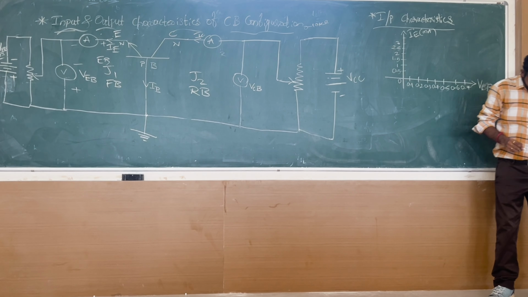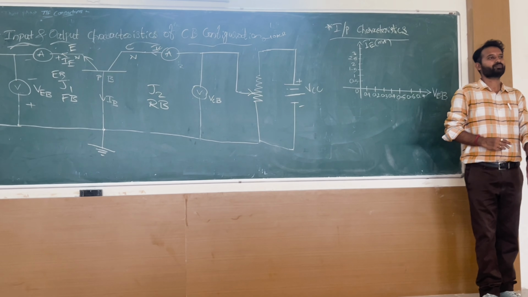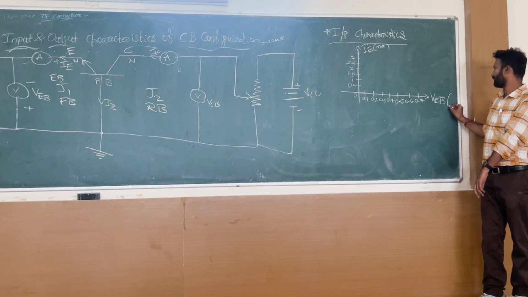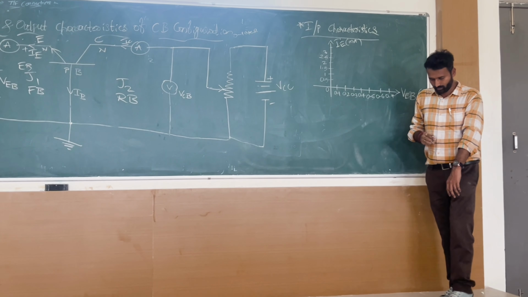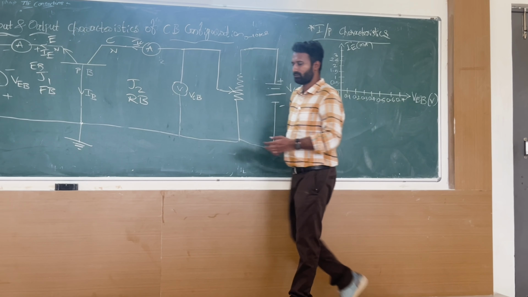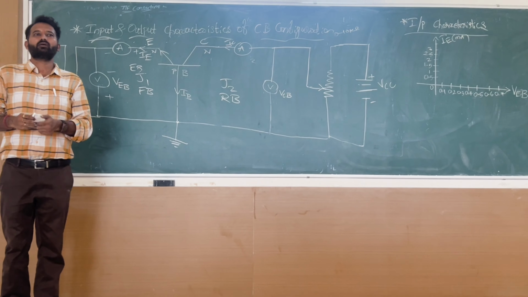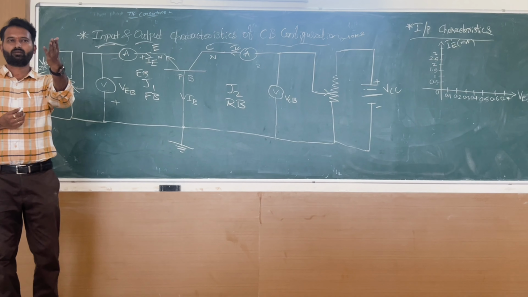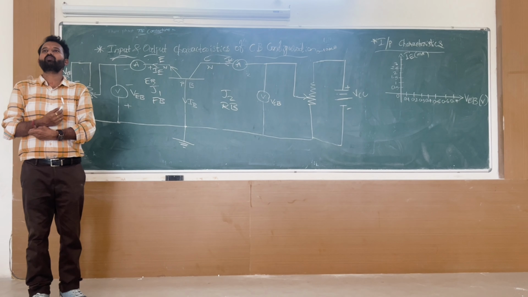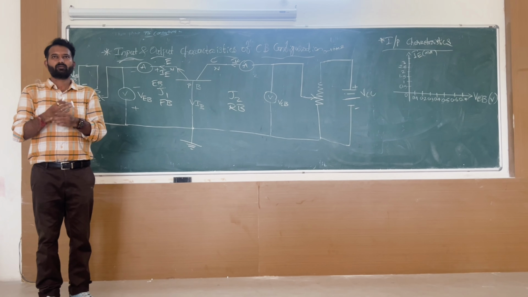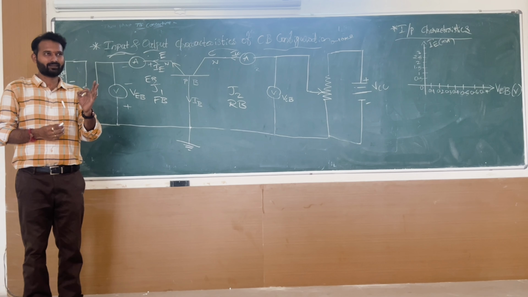So what graph have I drawn? On the x-axis, what is it? On the x-axis it is VEB. On the y-axis, what do I have? IE. Listen here, listen carefully. In order to study input characteristics, focus properly. What am I telling? Input characteristics.